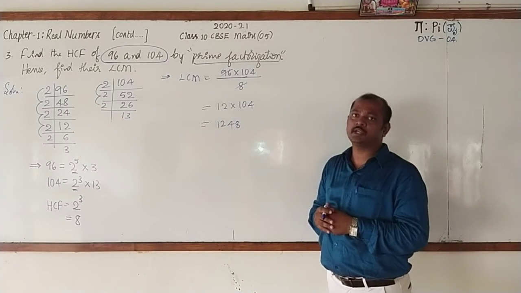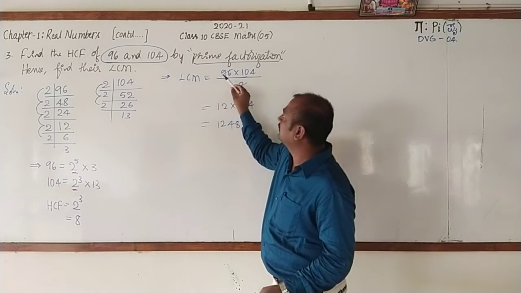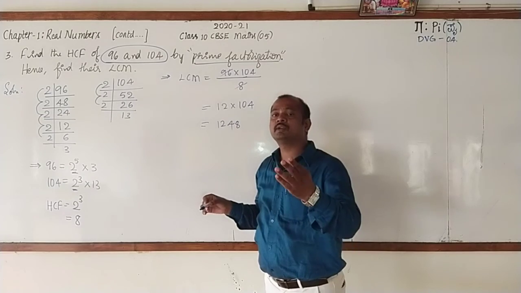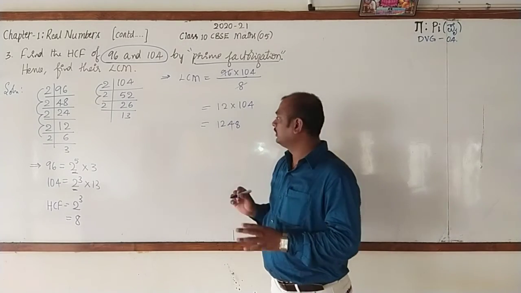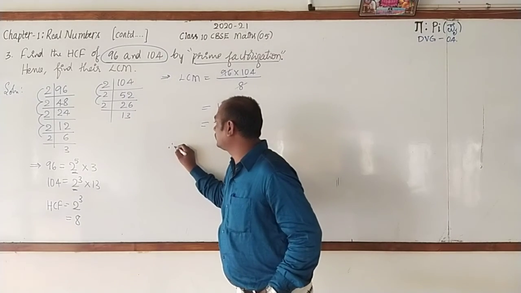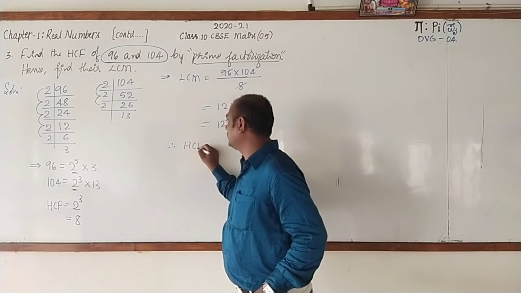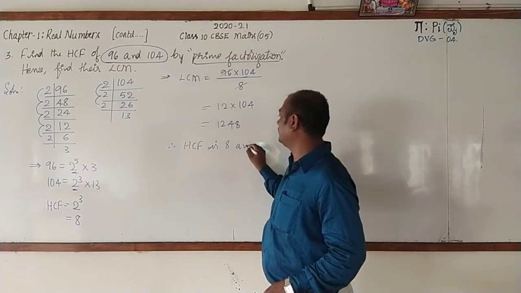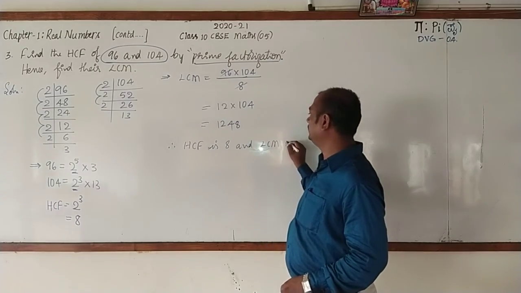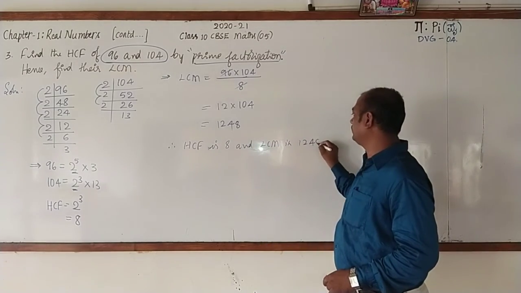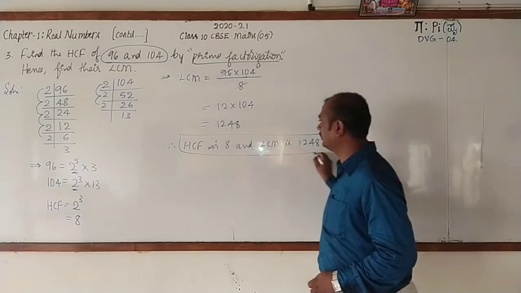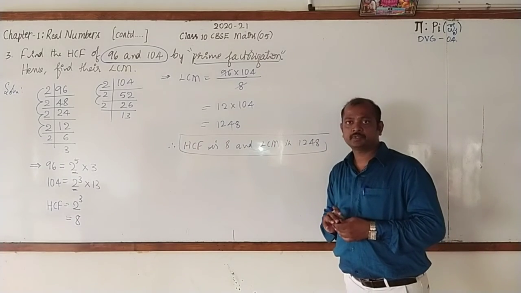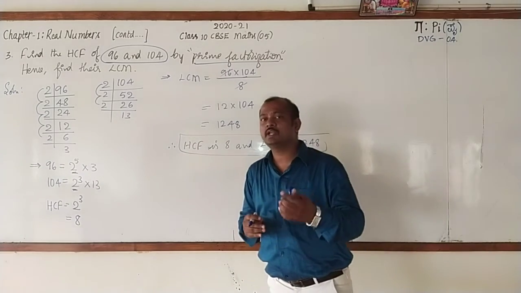You can also find it like this. Usually, this method will be asked for 1 mark in the examination. Okay, now we can write the conclusion as, therefore, HCF is 8 and LCM is 1248. Got it?